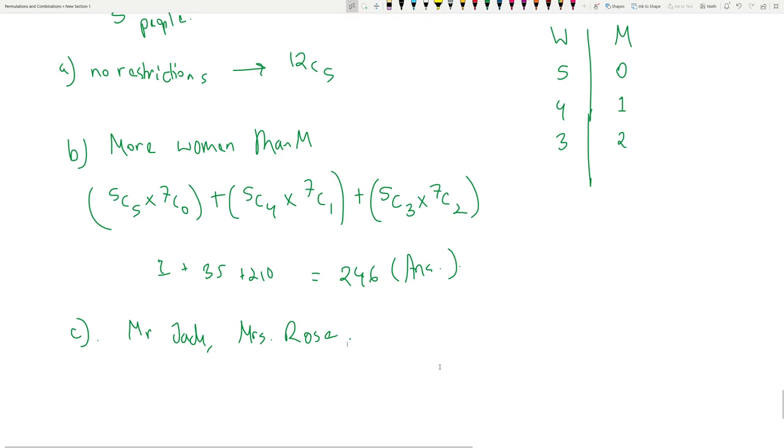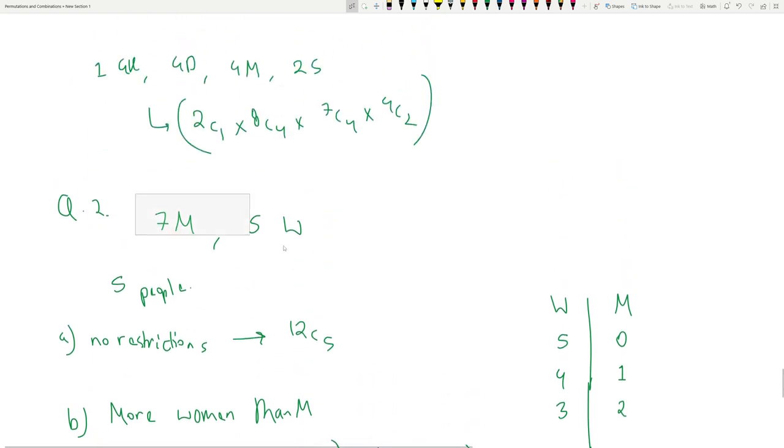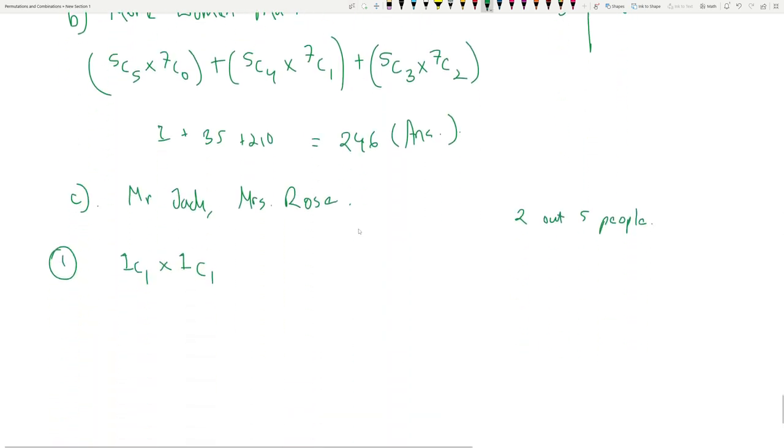Or you can make a committee with Mr. Jack, with Mrs. Rose, and without either of them, and then add it up. So I'm going to show you 2 routes. The one I prefer is route 1. So the committee with Mr. Jack and Mrs. Rose. So 5 people committee. So 1C1, I took Mr. Jack, times 1C1, I'm taking Mrs. Rose. So I've already picked 2 out of 5 people, and now there are no other restrictions. I have 10 people left, and from the 10, I'm going to pick 3.